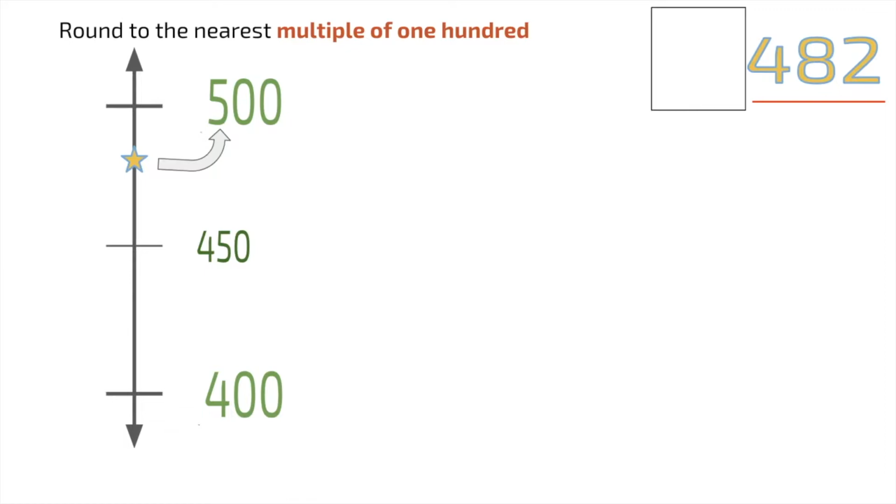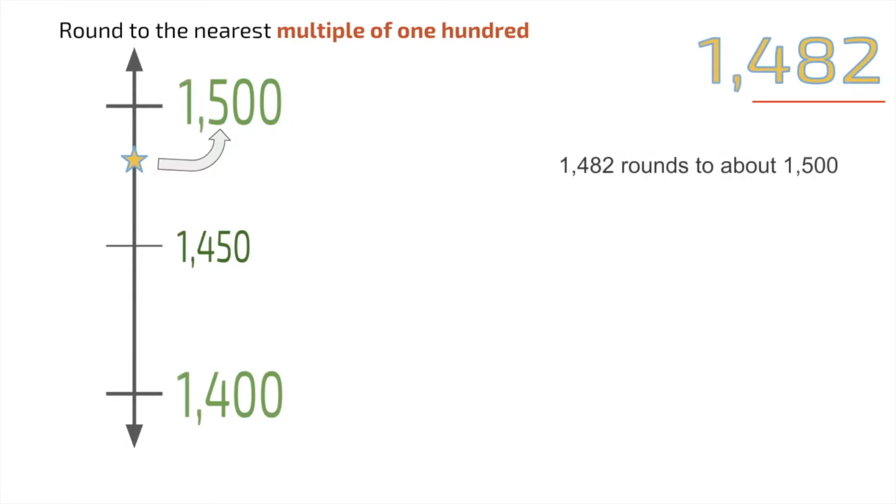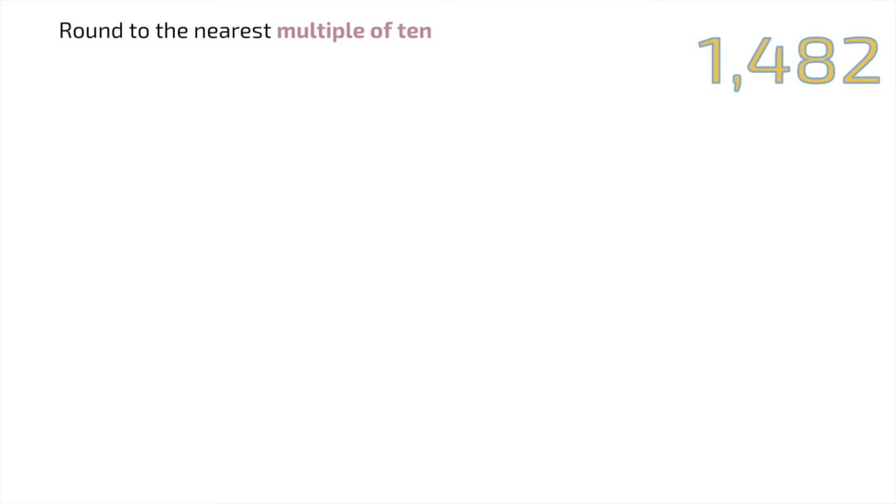But my number is not really 482, it's 1,482. So we gotta add that 1,000 in. We see that 1,482 rounds to 1,500. Let's use the same number, but we're gonna round to the nearest multiple of 10 this time. Okay, so I'm gonna underline everything up to the tens place.